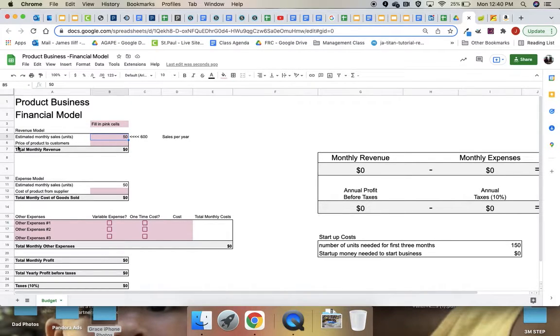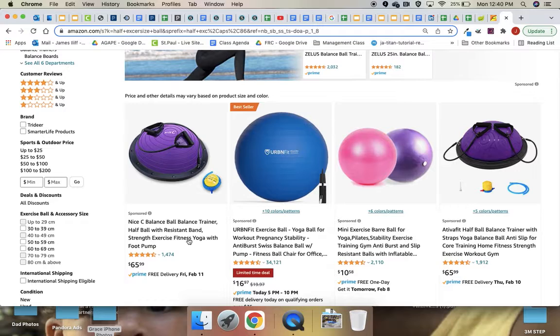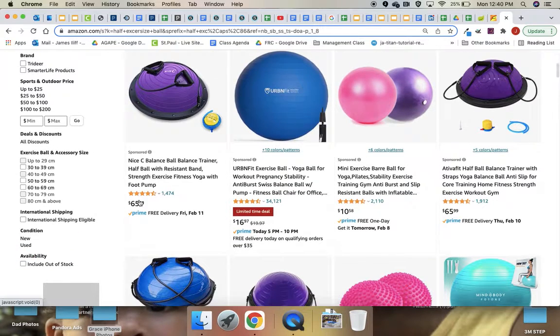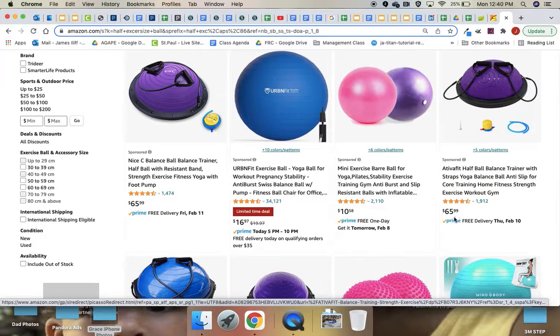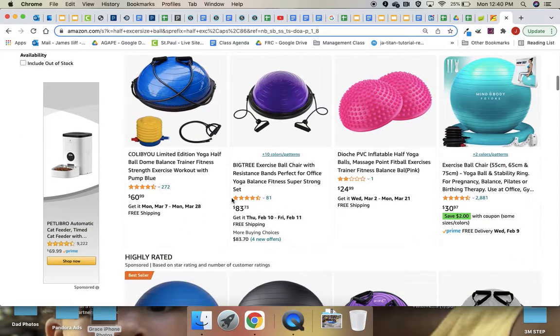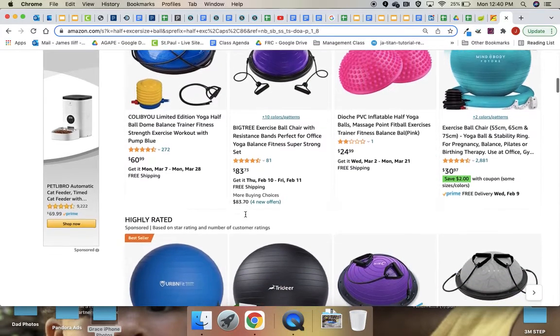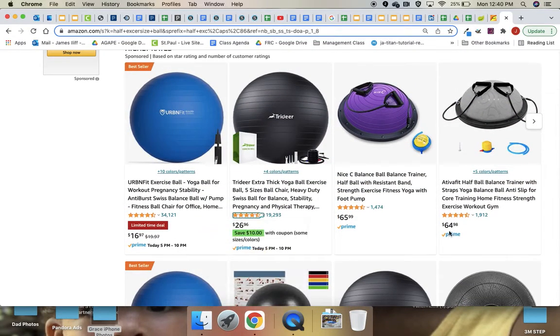The second question is, hey, what price are you going to charge the customers? Now that's this price over here. So we can see that, hey, this one is 66 bucks. This one is 66 bucks. This one is 61. This one is 84. This one, you can see 65, 66.